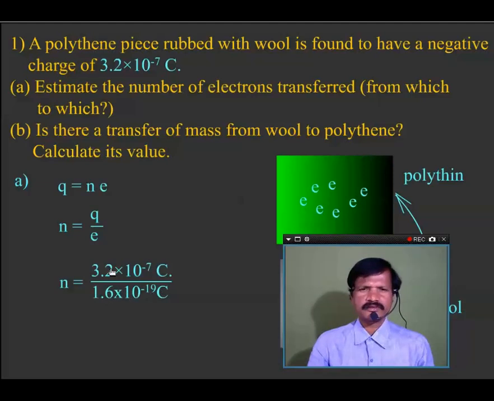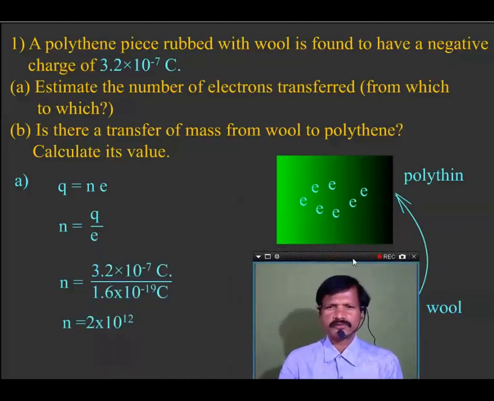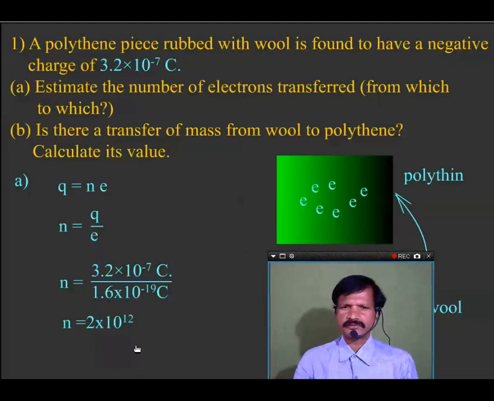A simple calculator is allowed in your exam hall. So N is equal to 2 into 10 to the power of 12. So many electrons are transferred. Look here, from this wool to this polythene. So 2 into 10 to the power of 12 electrons are transferred.